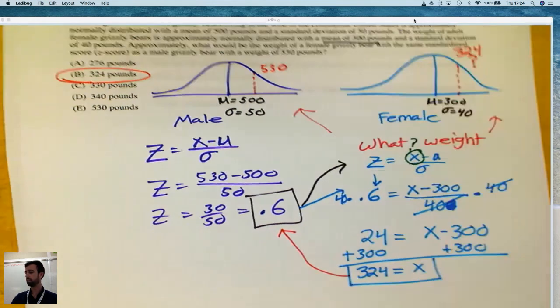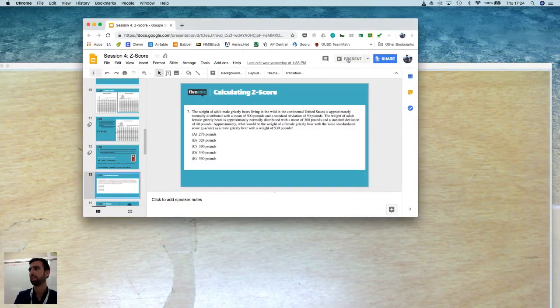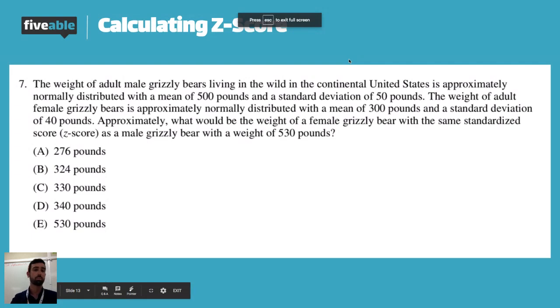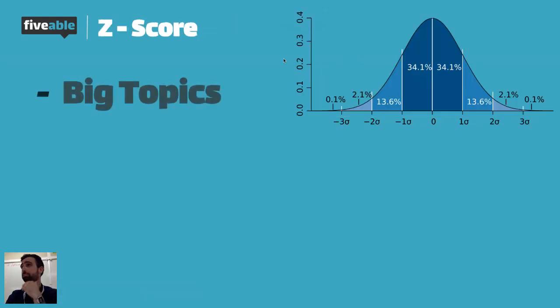All right, let's dive into our next topic. Again, we could do 2 weeks on z-score because of how complex it can be. But here's the basic things that you need to be successful in the AP exam.